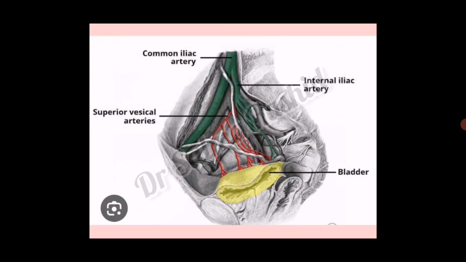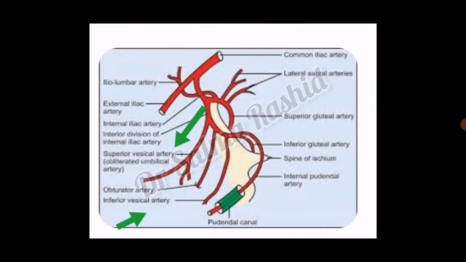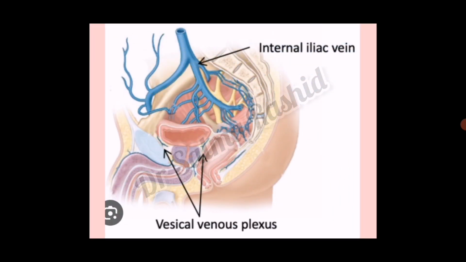This is the diagram showing the superior vesical arteries, which arise from the internal iliac artery. And in this picture you can see the superior vesical arteries and inferior vesical arteries shown by arrows, which are branches of the anterior division of the internal iliac artery. And this is the venous drainage showing the vesical venous plexus, which drains into the internal iliac vein.